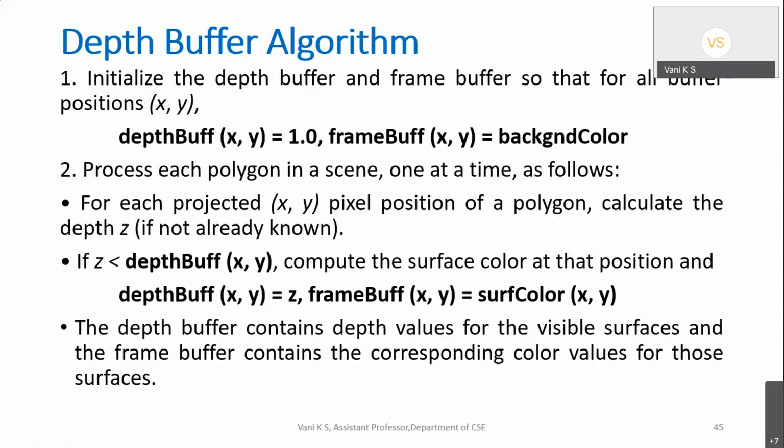You have to process each polygon in the scene. For example, if I have a cube with 6 faces, each time I have to take one face, one polygon. Then within each polygon, I have to take each pixel and check these two things. I hope you're understanding what I'm telling.